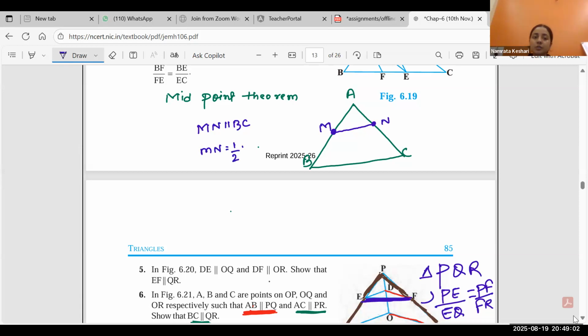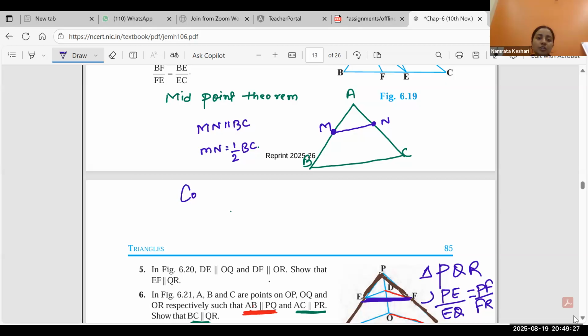Can you recall this theorem? Yes, ma'am. This was known as the midpoint theorem. Starting from a midpoint and going to a midpoint, the line that comes is not a random line. That line is parallel to the third side of the triangle and is half the length of the third side of the triangle. Right? Yes, ma'am.